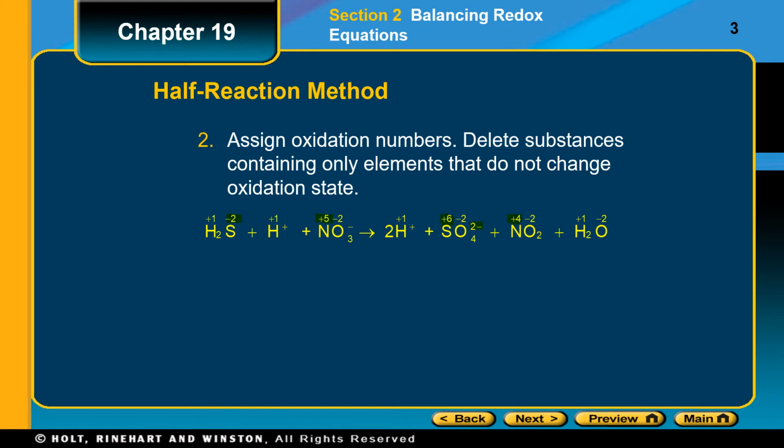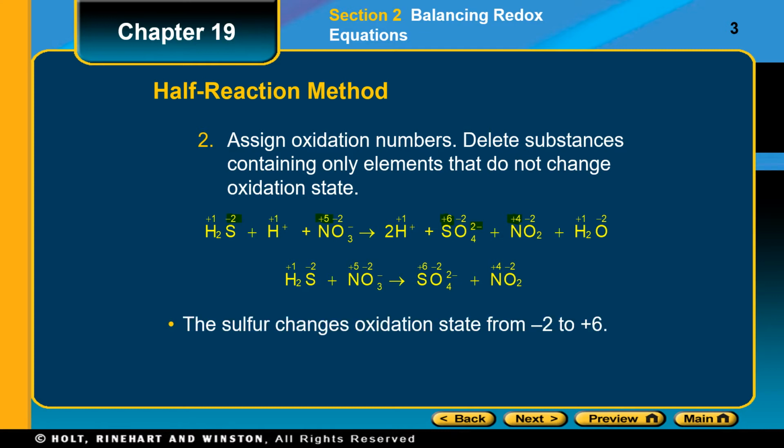So those are things that we would end up taking out. What we have left on the left side is H2S and the nitrate ion. On the right side, I have the sulfate ion and a molecule of nitrogen dioxide. So we've eliminated all the rest of it, so that we can just focus on the part that's important in being able to balance this. The rest we'll add back later, but for right now, they'd be in our way. They'd clutter it up and make it more difficult to see what's actually going on.